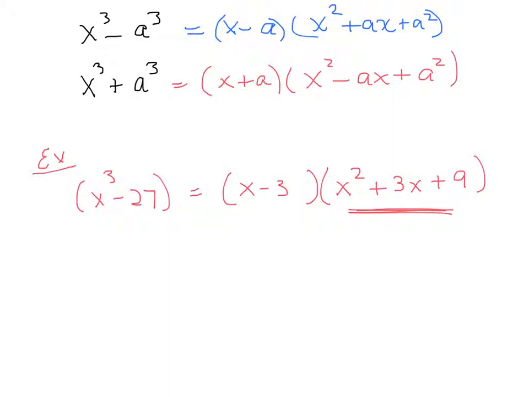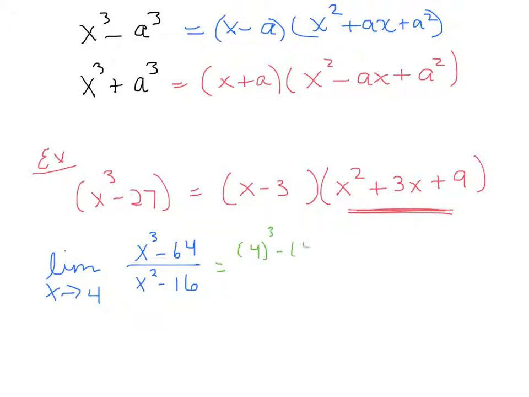So you might see a problem where you have to find the limit as x goes to 4 of x cubed minus 64 all over x squared minus 16. Direct substitution tells me that if I plug 4 in for everything, I get 4 cubed minus 64 over 4 squared minus 16. 4 cubed is 64. 64 take away 64 is 0. 4 squared is 16. And 16 take away 16 is still 0. Ding, ding, ding. Indeterminate form. I need to do more.